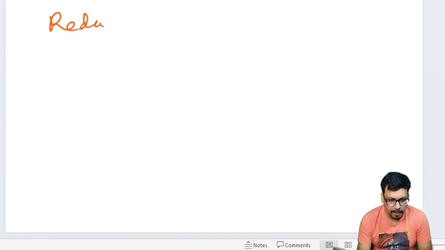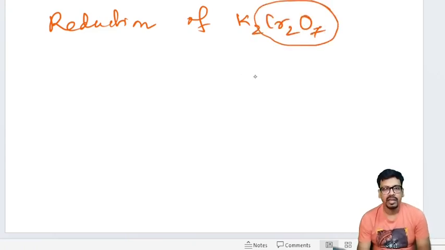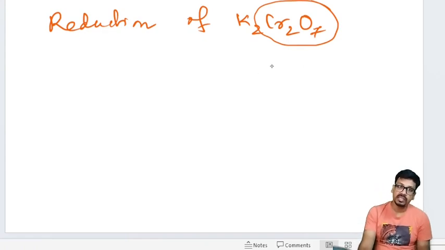reduction of K2Cr2O7. That means here the main ion is Cr2O7 2 minus.